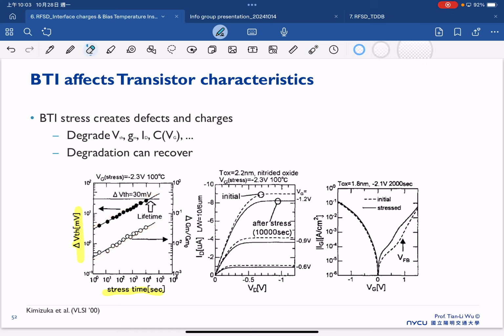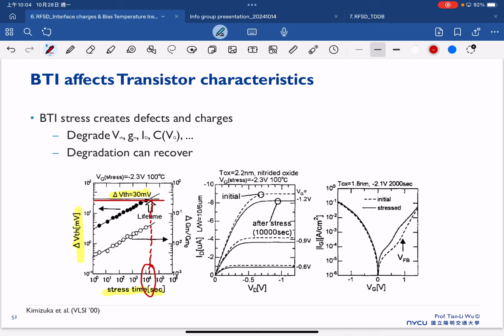So if we set our criterion as the maximum that we are okay with for our device or for our product, the threshold voltage shift is equal to 30 millivolts. That means in this case, this semiconductor device can only operate around 10^4 seconds, because once it reaches 10^4 seconds, the shift of this device will reach this criterion here. So that's also one of the goals when we're doing reliability, because in the end, we want to extrapolate the lifetime. Of course, 10^4 seconds is a very short time, it's definitely not enough.